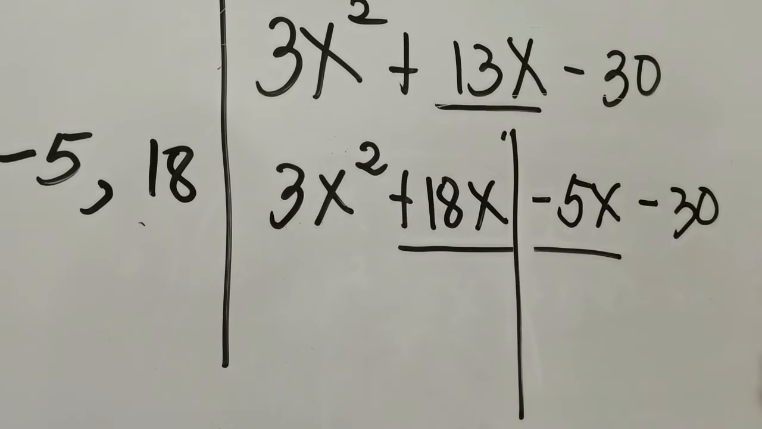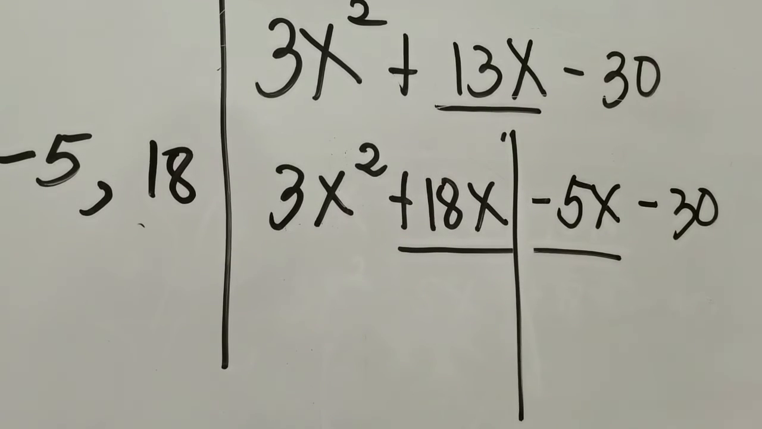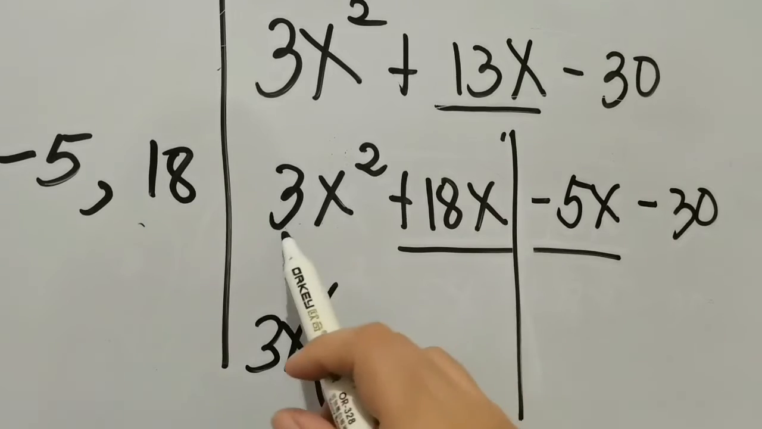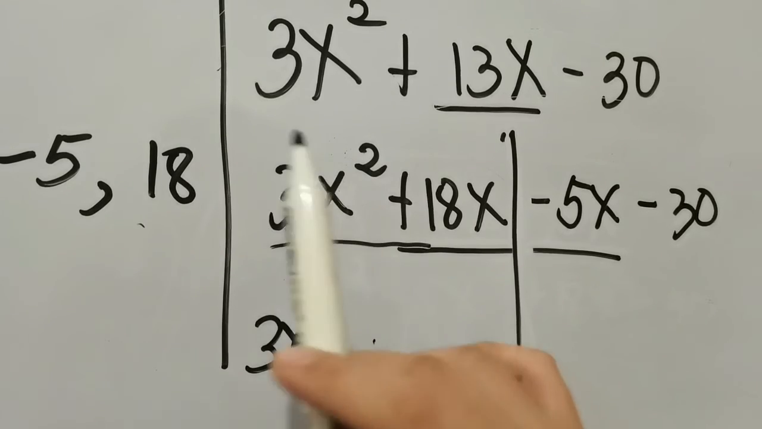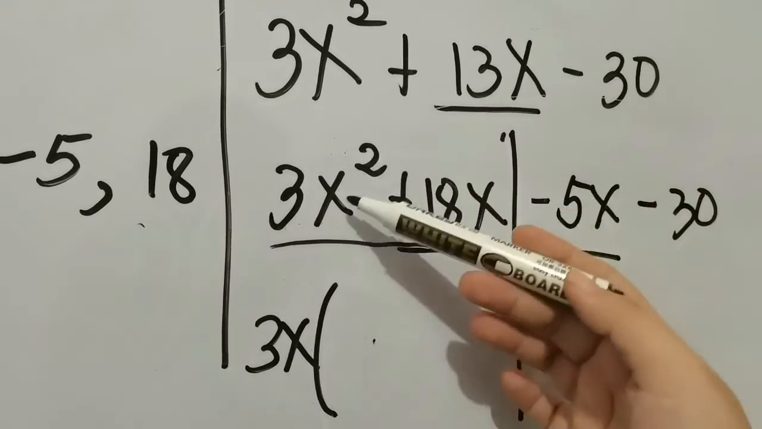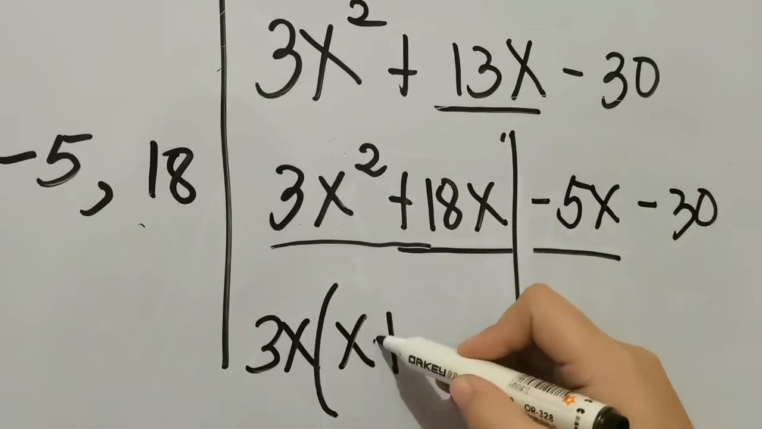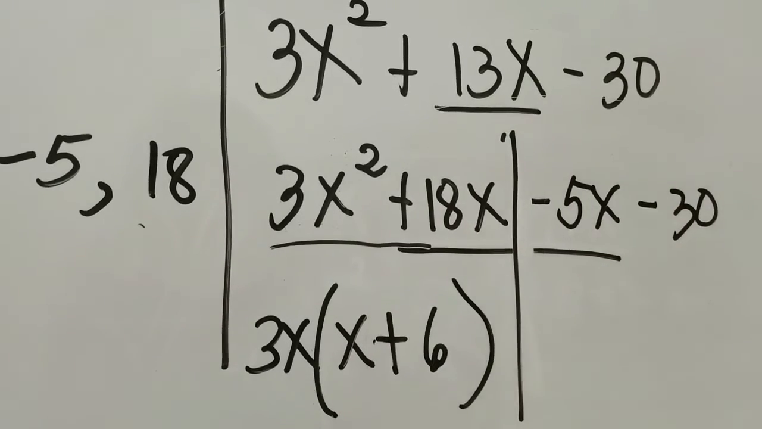Now, let us use the concept of common monomial factor to factor 3x squared plus 18x. So, the factors are 3x. Multiplied by, divide natin siya by 3x. Bakit 3x? Because 3x is the GCF of this binomial. Divide natin 3x. So, matitira ay x. Dito naman sa second term, 18x divide by 3x, matitira ay positive 6.